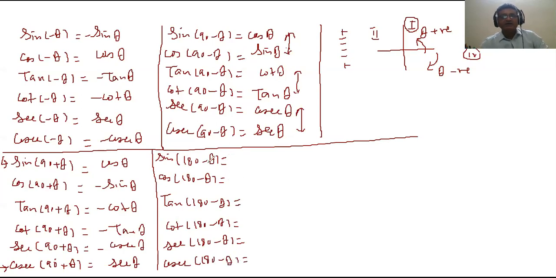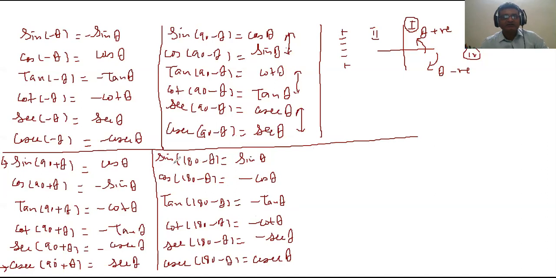Now you see, it is 180 minus theta. It is again in the second quadrant. In the second quadrant, sine and cosec are positive, and the rest are negative. So this is going to be sine theta, minus cos theta, minus tan theta, minus cot theta, minus sec theta, and this will be equal to cosec theta.